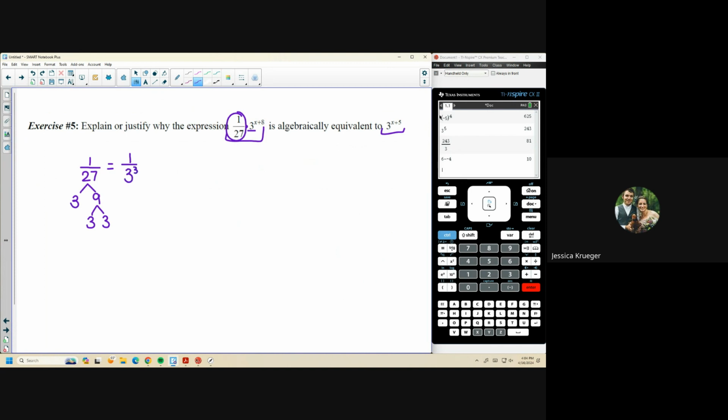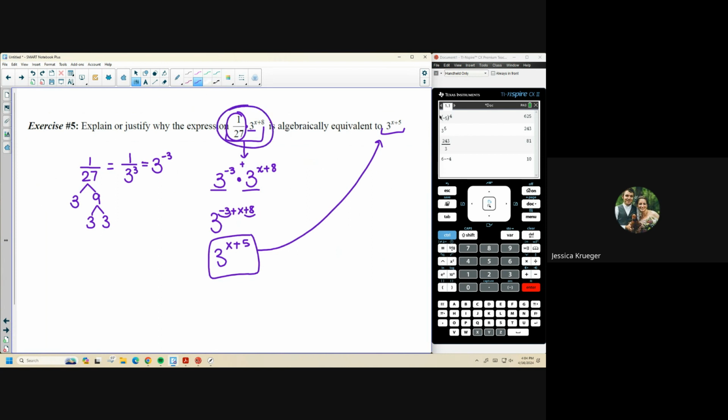And then remember we said if you have a unit fraction, 1 over something, you can rewrite that with a negative exponent. That would be 3 to the negative third. So this product here can be rewritten as 3 to the negative third times 3 to the x plus 8. So now I've got common bases. I'm multiplying so I can add my exponents. So this would be 3 to the negative 3 plus x plus 8. Negative 3 and 8 gives me 5. So we've just shown algebraically that we can turn this product into 3 to the x plus 5 power by rewriting 1 over 27 in an equivalent form using a negative exponent.